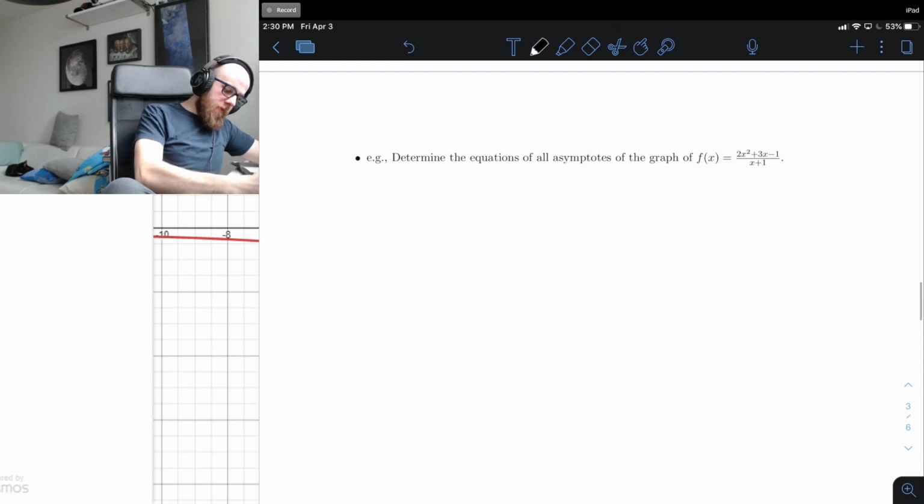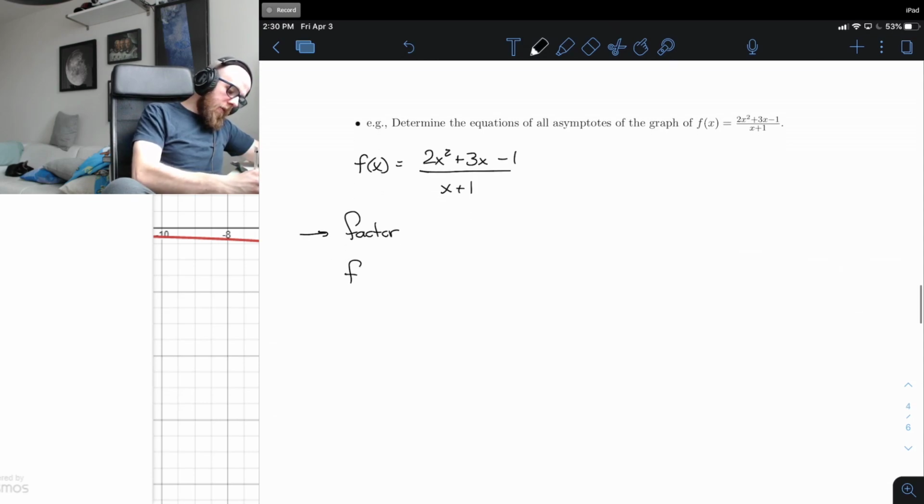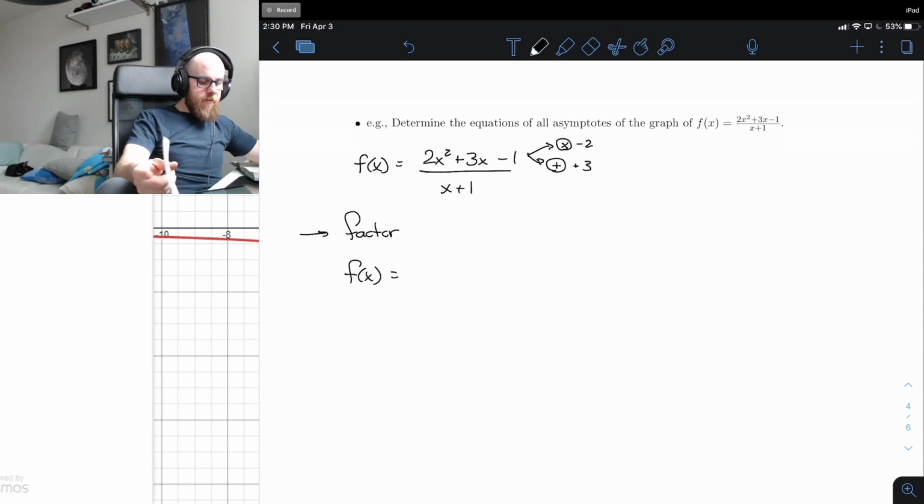So first things first, I have this function, f of x equals 2x squared plus 3x minus 1 over x plus 1. So again, my first step is I factor everything, okay? So f of x equals, so factoring my numerator, let's see if I can factor it. I have to use decomposition here, multiplies to negative 2, adds to positive 3. Can't do it. I don't think I can do it.